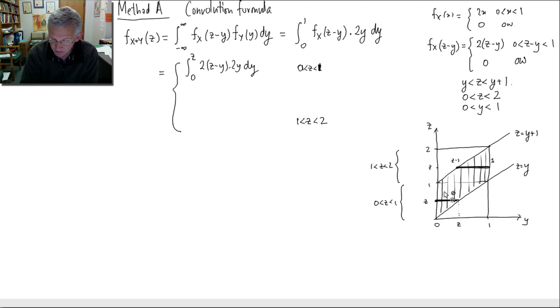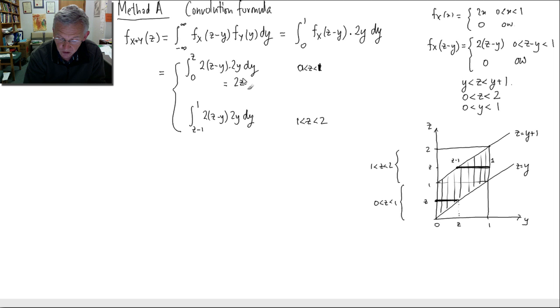And here, for z fixed between 1 and 2, the y value must go from z minus 1 up to 1. Again, the same integrand, 2z minus y, 2y dy. And that's the crux of solving this problem correctly, getting these limits correct, and perhaps a diagram would really help you in doing that. The actual integral here is pretty straightforward and we don't need to worry about it, but say you have the answer.